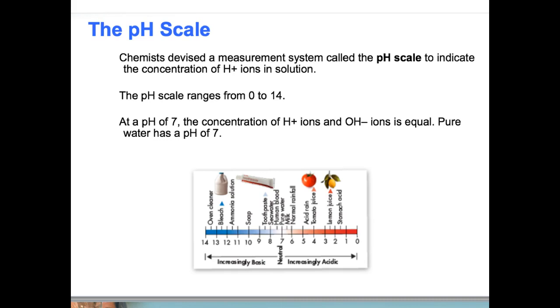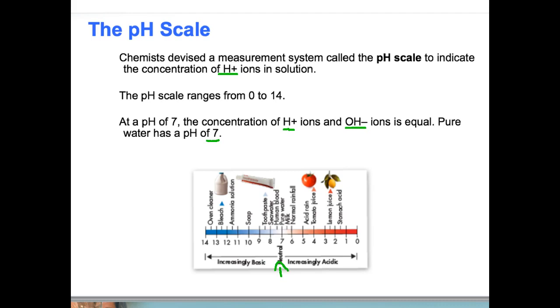This is just a simple measurement system. It helps us measure how many hydrogen ions are in a solution. The more hydrogen ions, the more acidic it is. The more hydroxide ions, the more basic it is. Whenever you have the same number of hydrogen as hydroxide ions, it has a pH of 7, which is neutral.